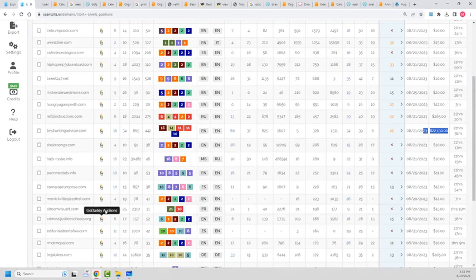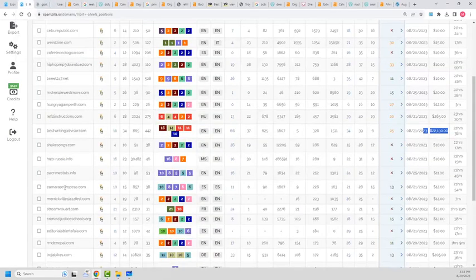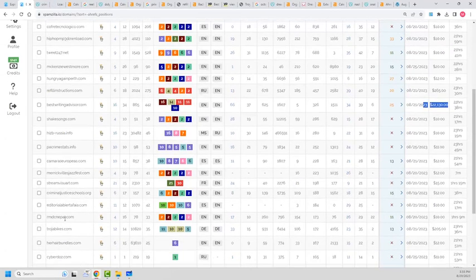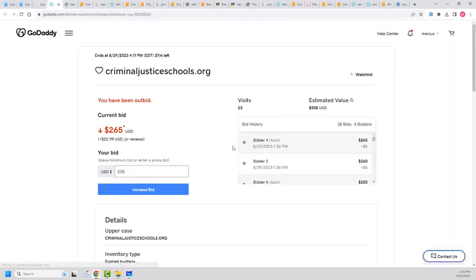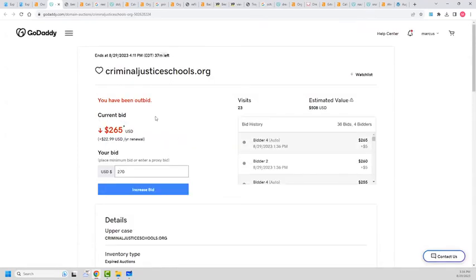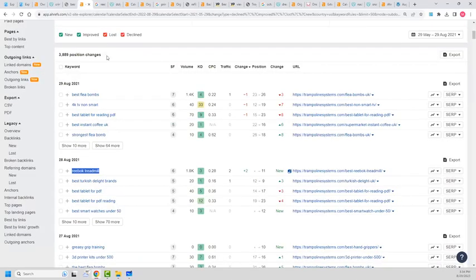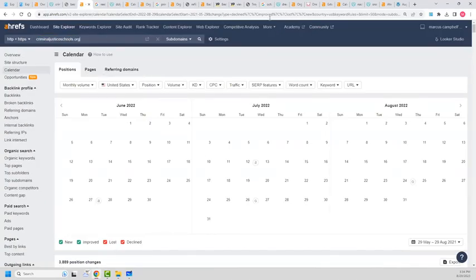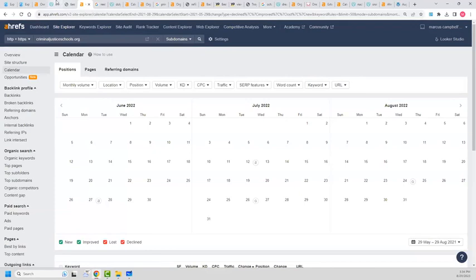I think it went a little higher than I would have liked, if I remember correctly. But I was thinking, okay, criminal justice schools, yeah, that links to some good stuff. Here's something about hair bundles. Okay, so criminal justice schools, that's okay. I mean, it's really old, which is good. But is it actually ranking for this stuff? Again, we're going to put it to the test.